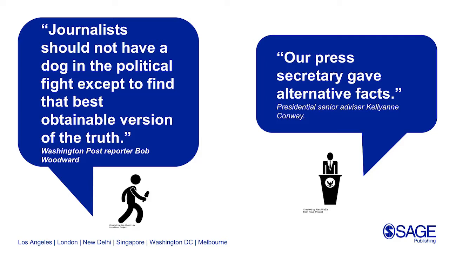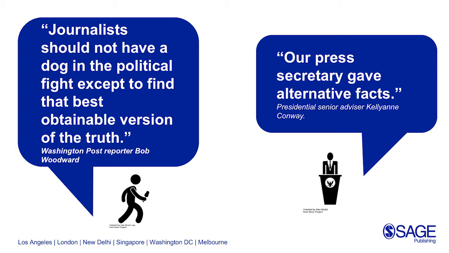A couple quotes that I put in here just because I think they're important. Bob Woodward, who's famous for the Watergate reporting, said recently, journalists should not have a dog in the political fight except to find that best obtainable version of the truth. Unfortunately, finding the truth is becoming difficult.